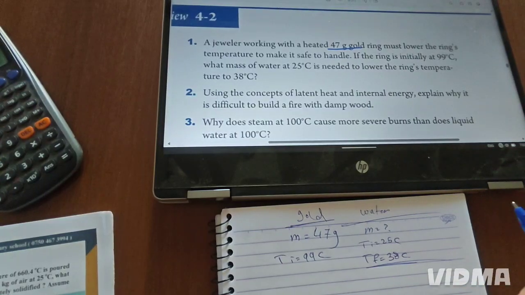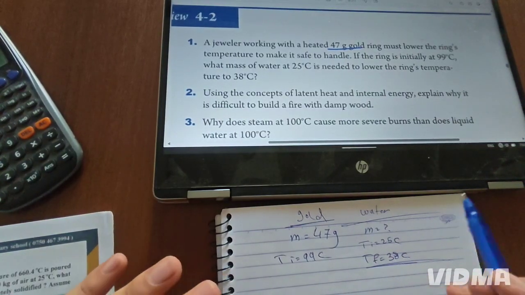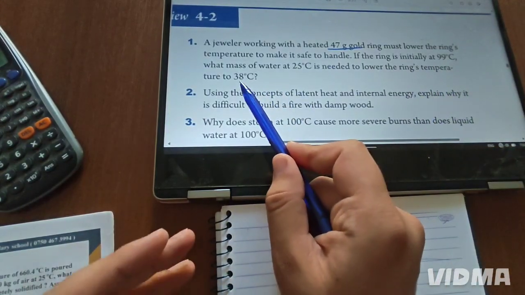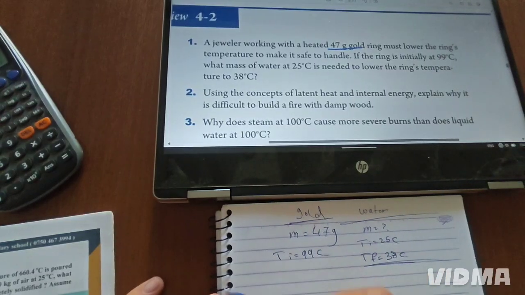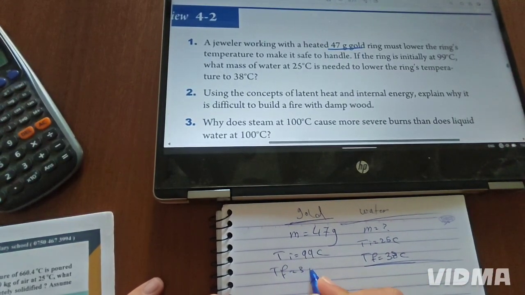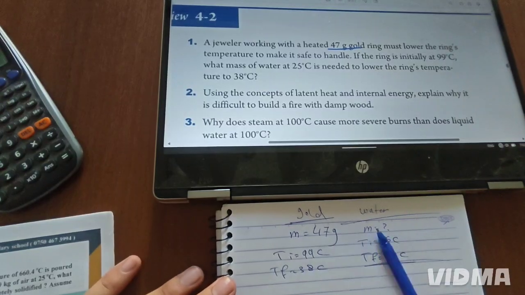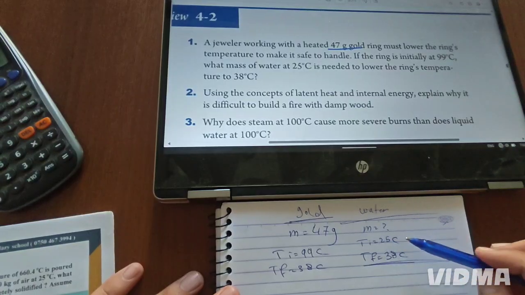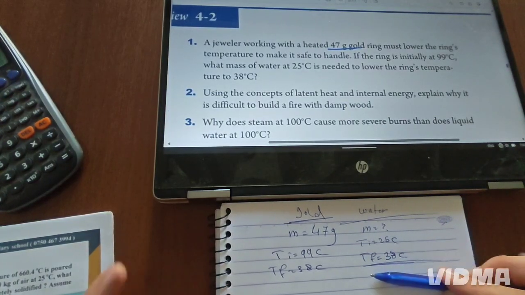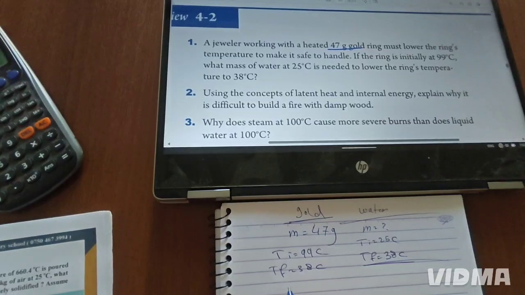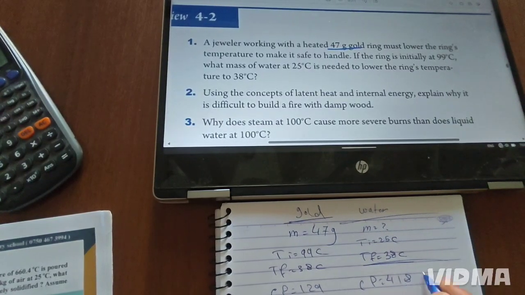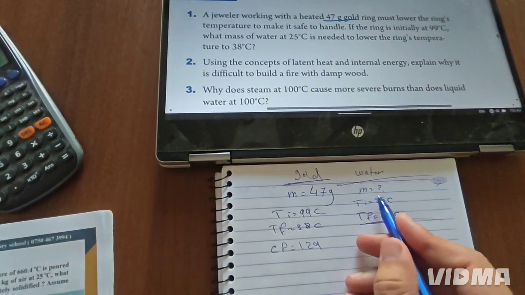But I told you one thing. If you remember, the final temperature every time will be the same for both of the objects. This 38 is for water and for gold too. Tf is 38 every time, the final temperature for both of the objects. So in here we have the mass of the gold, initial temperature and final temperature. We have the initial temperature of the water and the final temperature of the water, but I forgot to write down the CP of each one. CP of the gold equals 129, and CP of the water, we know, is 4186. So find the mass of the water. Yeah, the same thing.